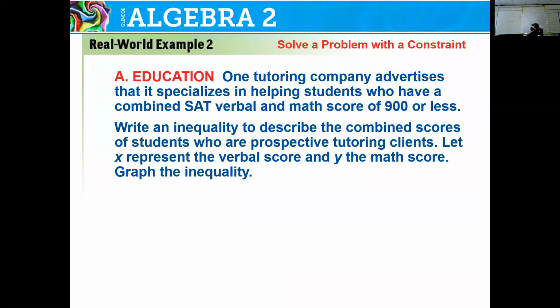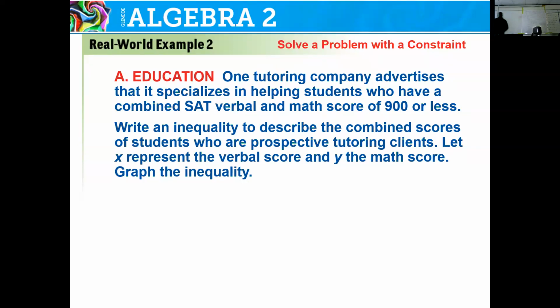One tutoring company advises that it specializes in helping students who have a combined SAT verbal and math score of 900 or less. It says, write an inequality to describe the combined scores of students who are prospective tutoring clients. Let X represent the verbal score and Y represent the math score. So they've distinguished our variables, and they are looking for students that have 900 or less.